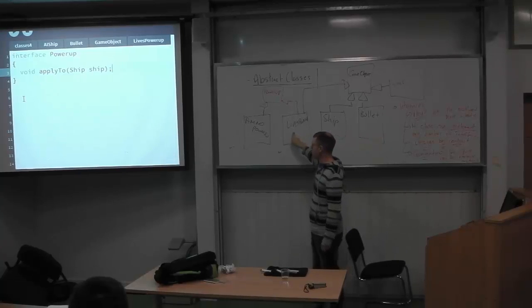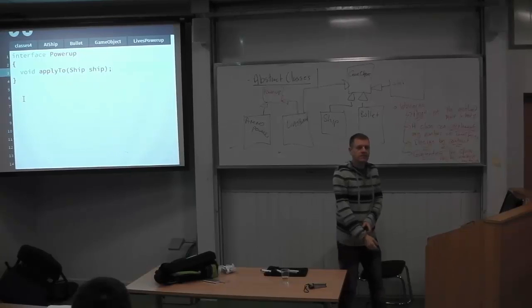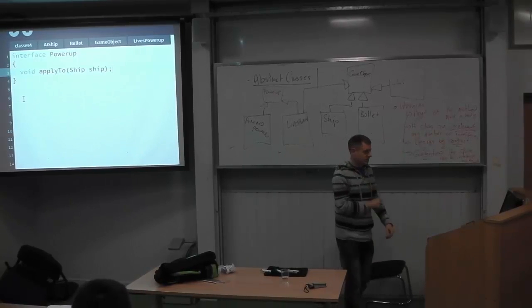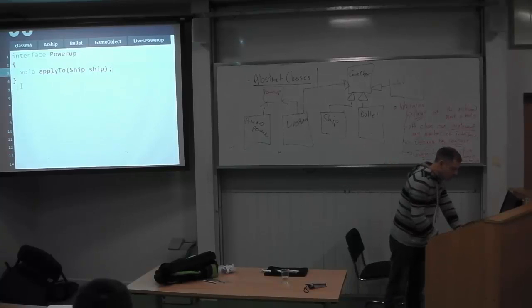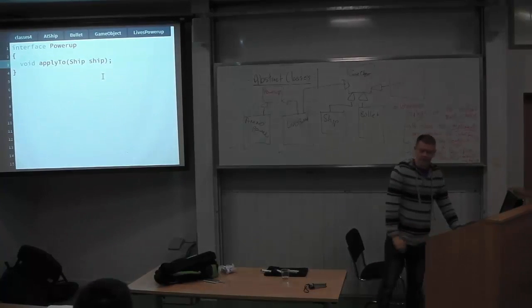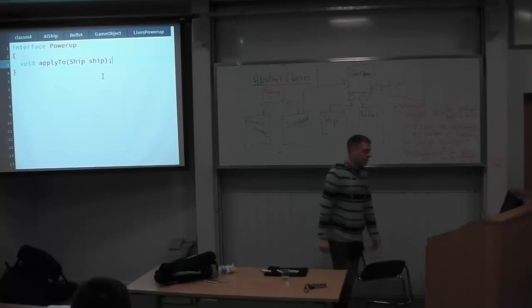It will be different for each of the subclasses. So lives powerup, what will it do? It's going to add 1 to the ship's lives. Ammo powerup is going to add 1 to the ship's ammo. So we've got different implementations of the interface for each of the things that implements the interface. So there's apply to. That's what the interface looks like. And it's got a list of methods on it with the signatures and then a semicolon.